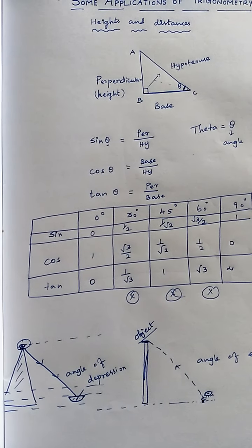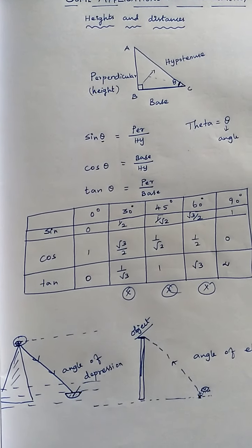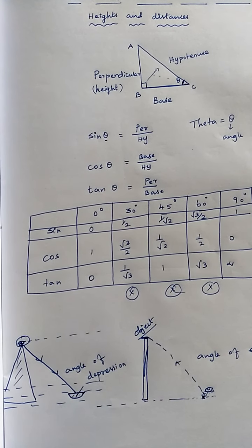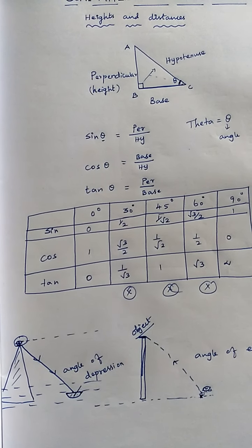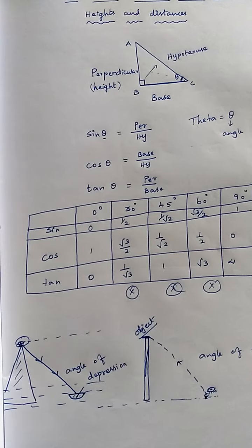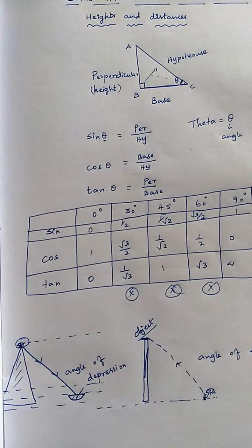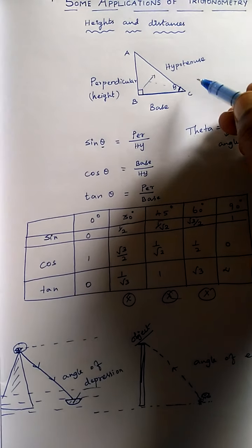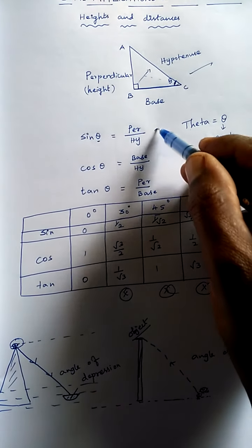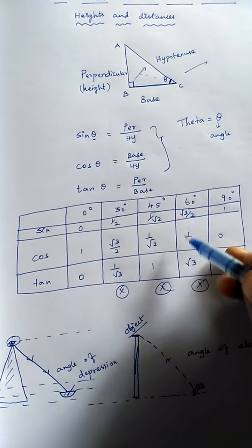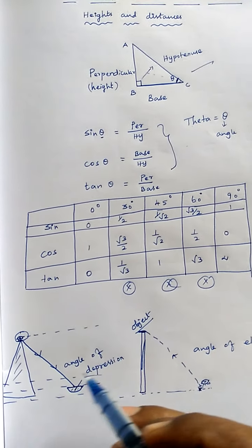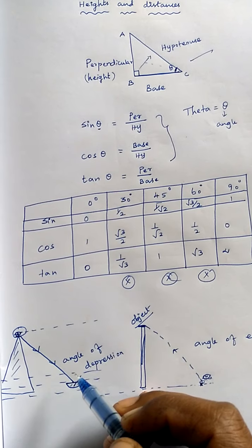If you understand this 100%, the exercise will be very easy. Before going to the exercise questions, please watch this introduction video, then only you will understand. Mainly these 4 things: the parts of a right angle triangle, these 3 ratio formulas, this table, and what is meant by angle of elevation and angle of depression.